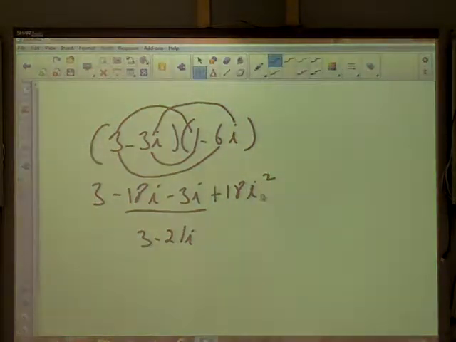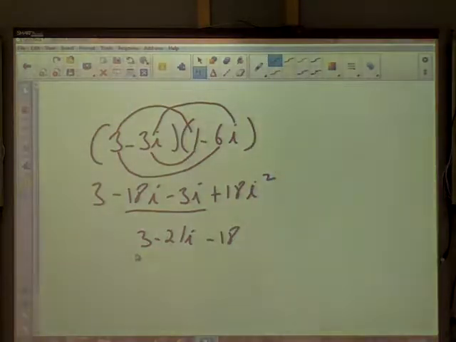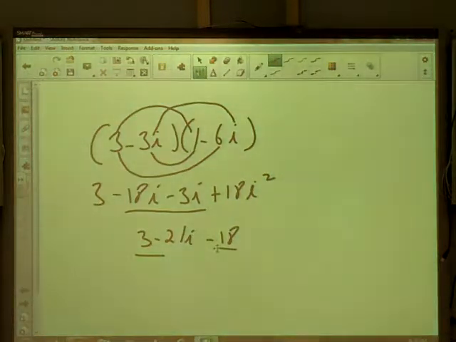What I saw some people forgetting is what I've got to put in for I squared. I squared is the same as negative 1. So 18 times negative 1, just like that. Now, you can do one more thing. Got like terms there, don't you? 3 minus 18 is negative 15.